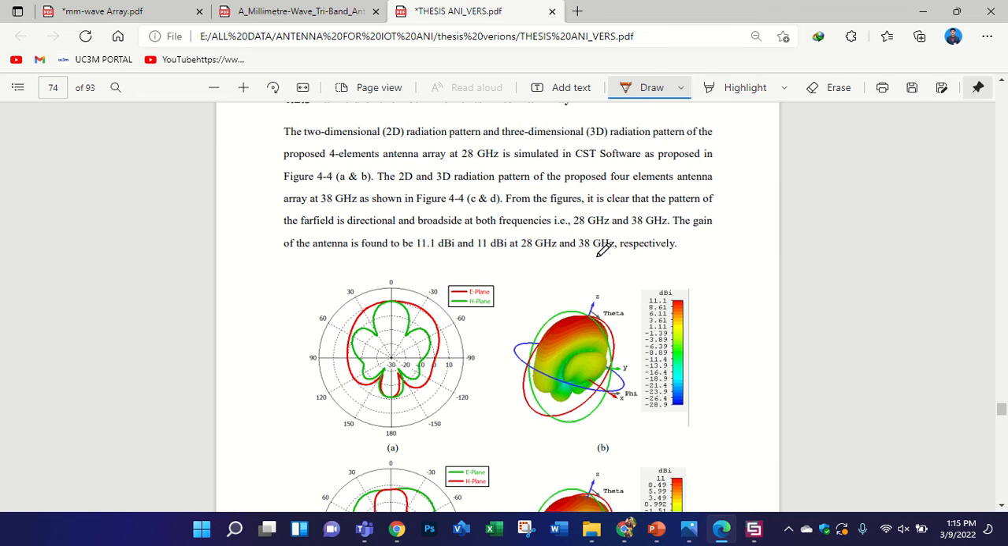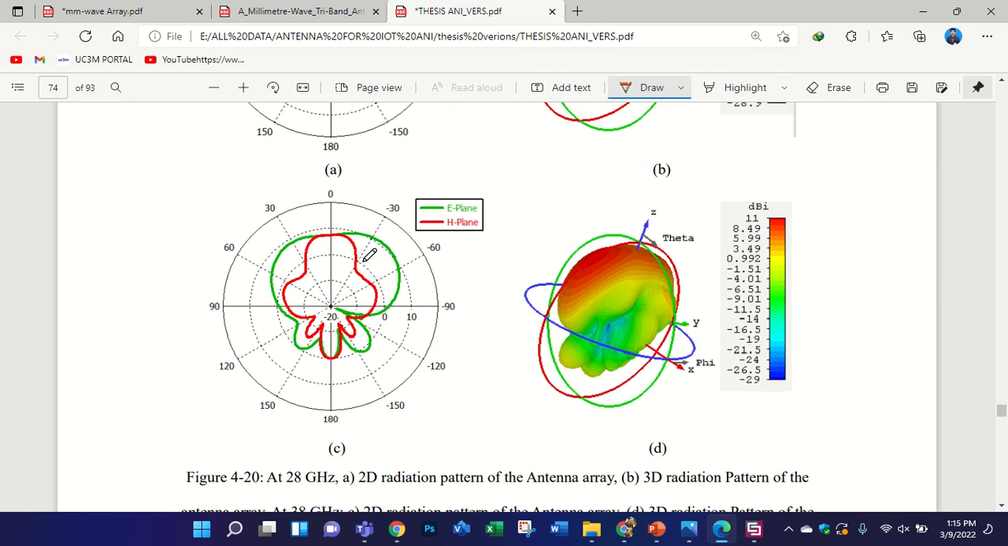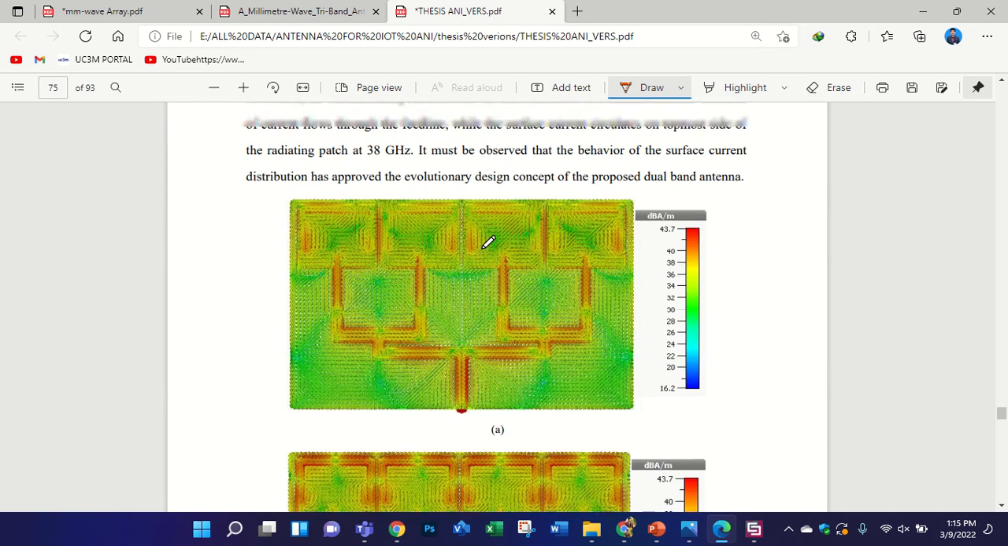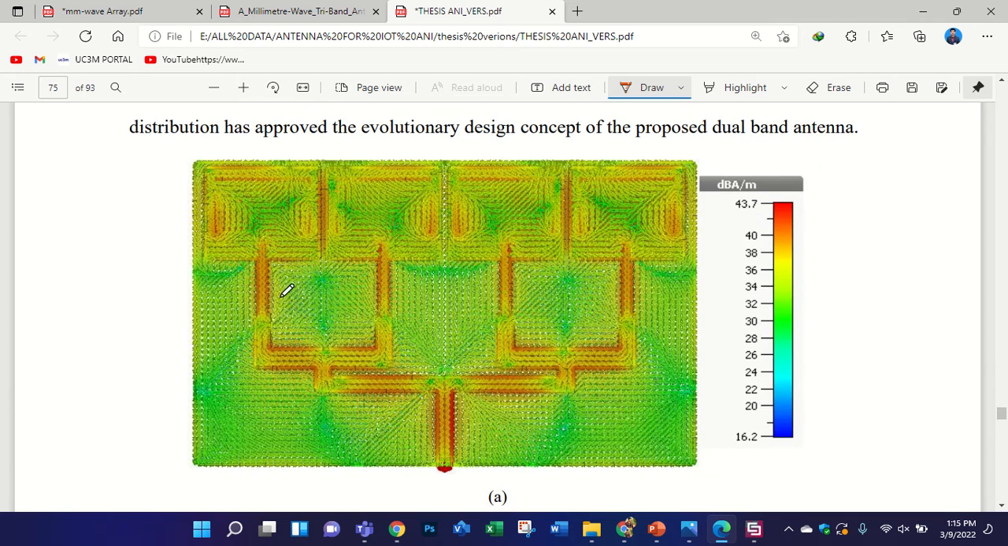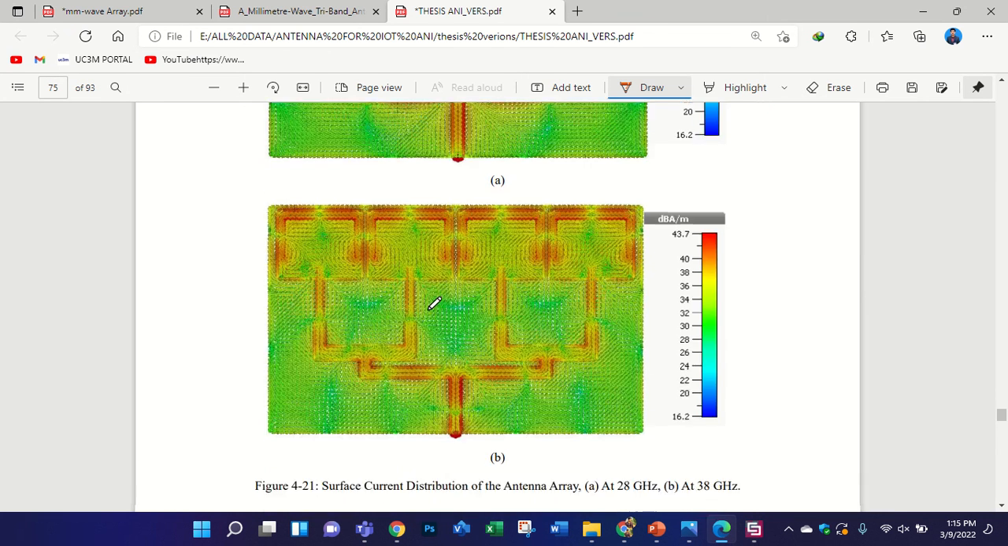And the gain of the antenna is increased, more than 11 dB. And you see this is a directional radiation pattern in the case of the 4 elements antenna array. And then you can see the surface current at 28 gigahertz. You see also the matching stub has a contribution in the frequency bands. So this one is for the 38 gigahertz, and you see these antenna elements are resonating.